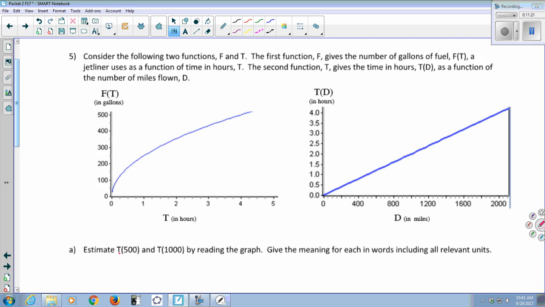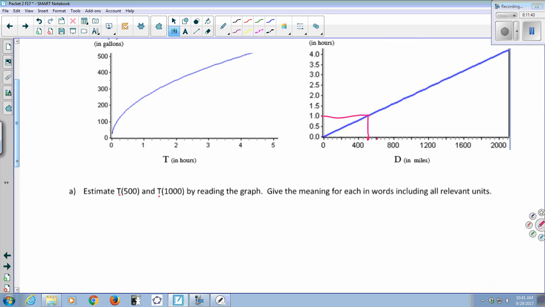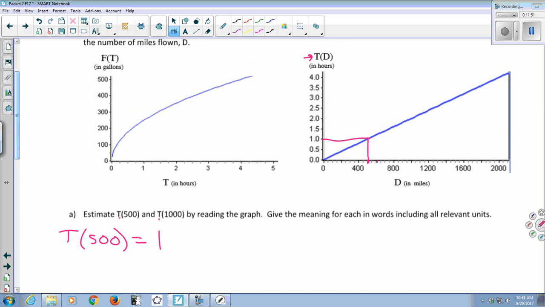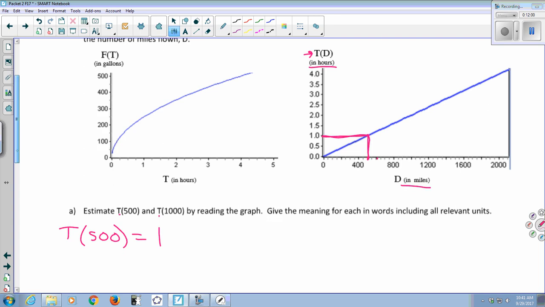So t's, right? So I'm going to use the t graph over here. So t of 500, find 500 on here. Let's see, that would be 600 there. Halfway between those, that looks like 500. I go up to the graph, read the y value, looks like 1. So t of 500 equals 1. And what that means is that to fly 500 miles takes 1 hour, right? Your output is hours, your input is miles.